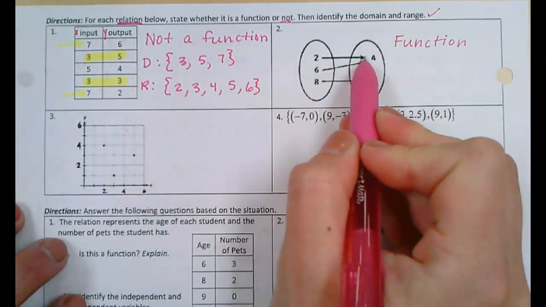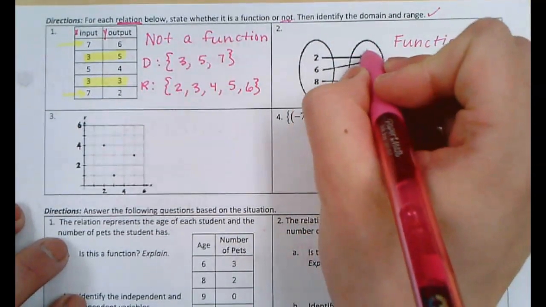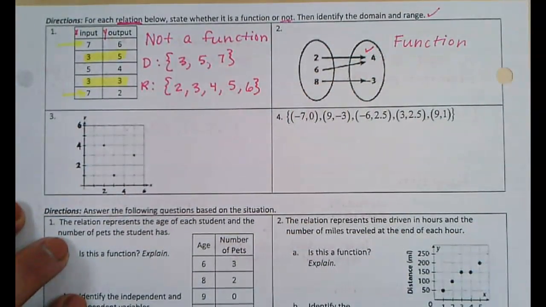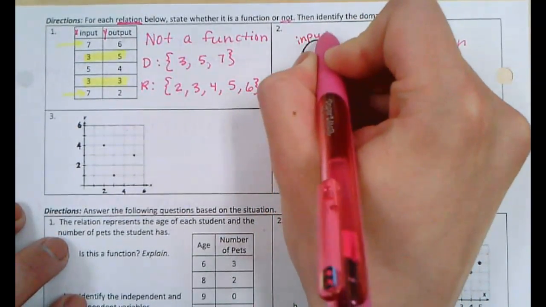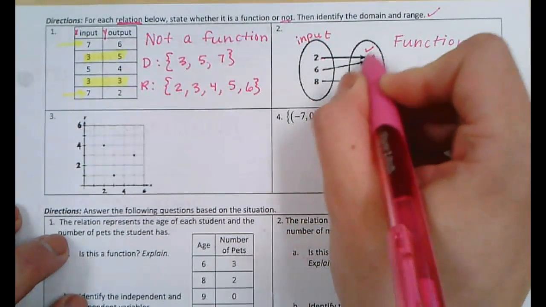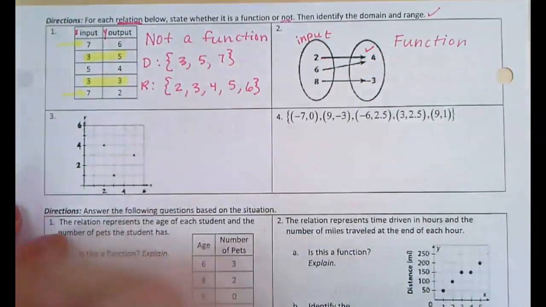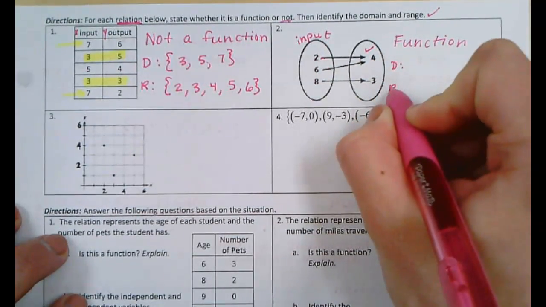Even though 2 is mapped out to 4 and 6 is mapped out to 4, this is okay for a function. As long as 2, the input, is not mapped out to two different numbers. In this case, it is not. We are allowed to repeat our outputs, we just cannot repeat our inputs. So let's put our domain and our range.